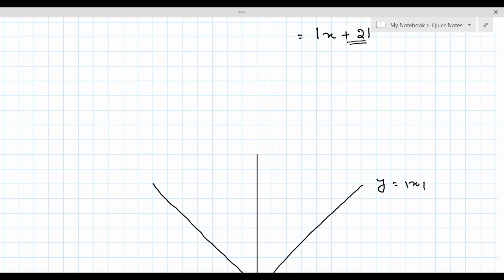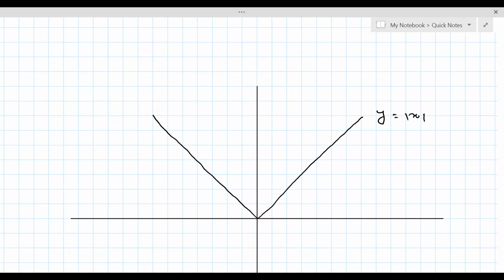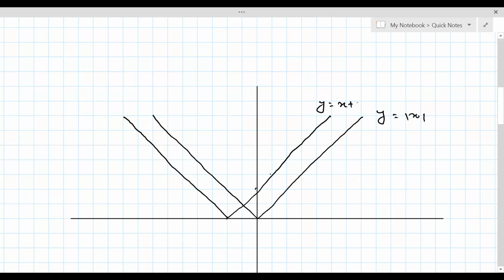So let's move this graph to the left by 2 units. Then the vertex will be right here, 2 units toward the left. The shape of the graph will still be the same, and we will have the shape of the graph like this. And the other side will look like this. So this will be the shape on the negative side. So this is the equation y is equal to mod of x plus 2.